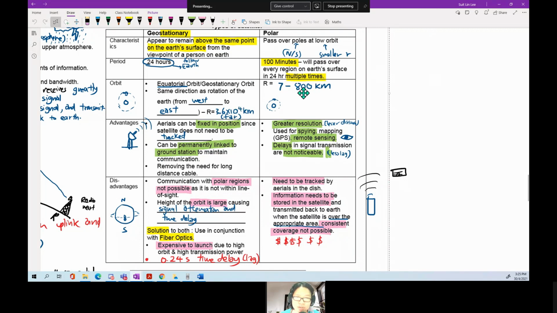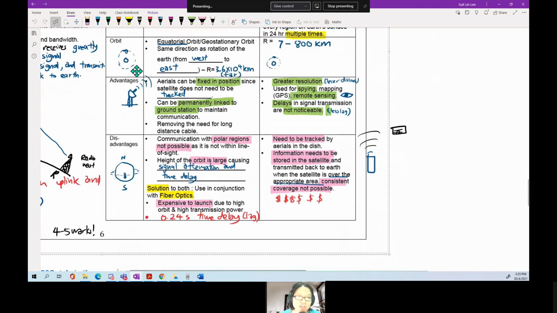Much bigger, smaller. Advantages for this one: once you install the Astro dish on your roof, you don't touch it anymore unless a monkey comes and pushes the dish. Because you don't touch it anymore, the aerial can be fixed in position and you don't have to track the satellite because you always know where the satellite is. Geostationary. And this one can be permanently linked to the ground station. So this one is okay. No need for long distance cable, low maintenance.